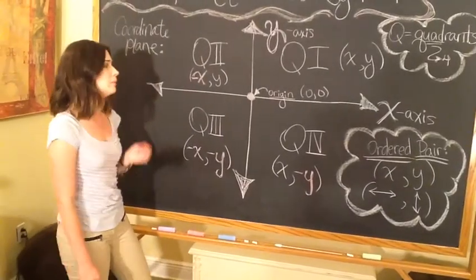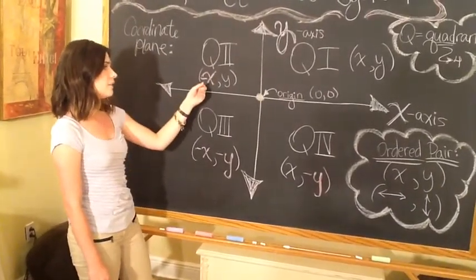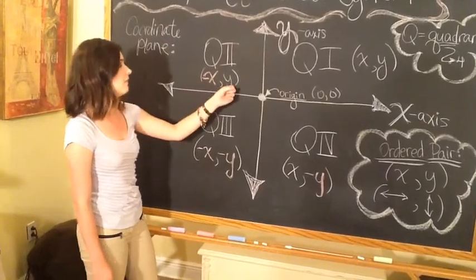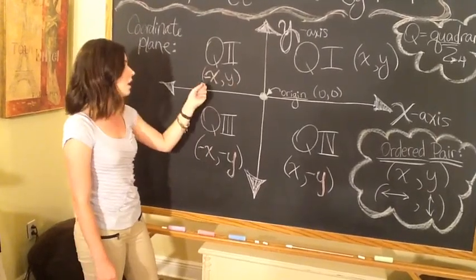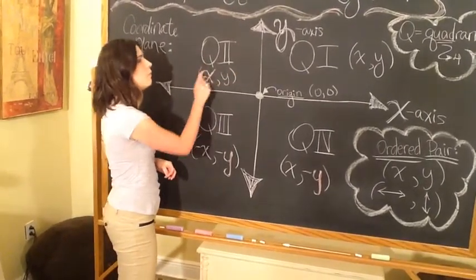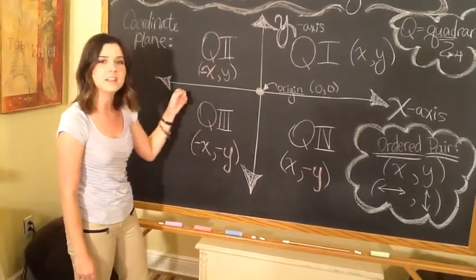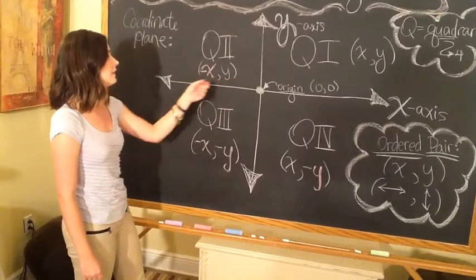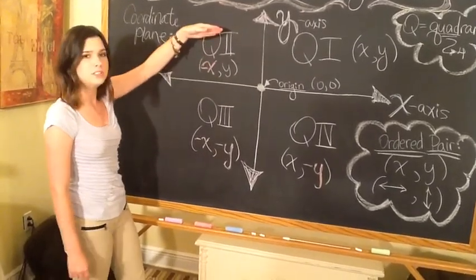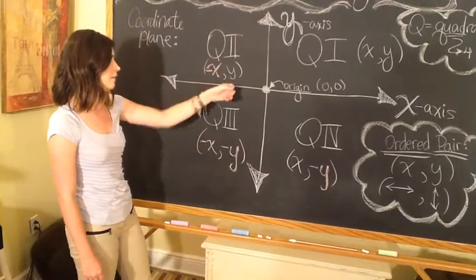In quadrant number 2, our x values are going to be negative and our y values are going to be positive. All of our x values are going to be negative no matter what point you have over here because you're moving to the left of the origin. So when you're moving left, it's negative. So we're moving left, negative, and up, which is positive. So that's why we have negative and positive.